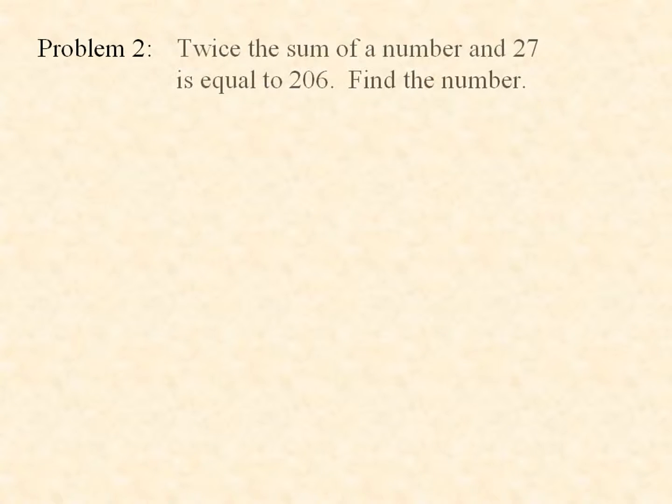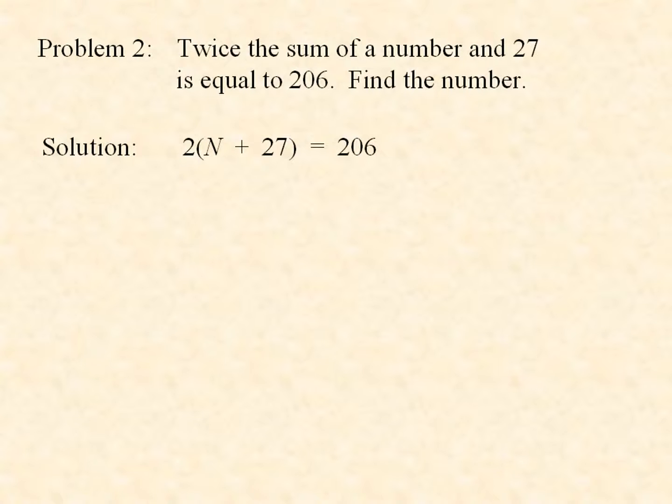Problem 2. Twice the sum of a number and 27 is equal to 206. Find the number. This problem says twice the sum, so we need to enclose the sum in parentheses. We have 2 parentheses n plus 27 is equal to 206. Now we need to solve this equation.